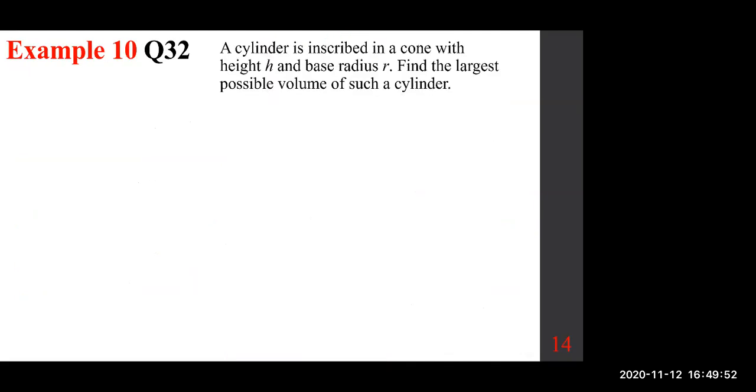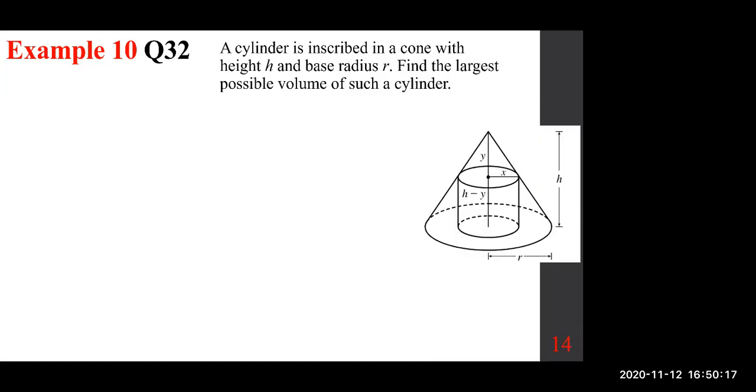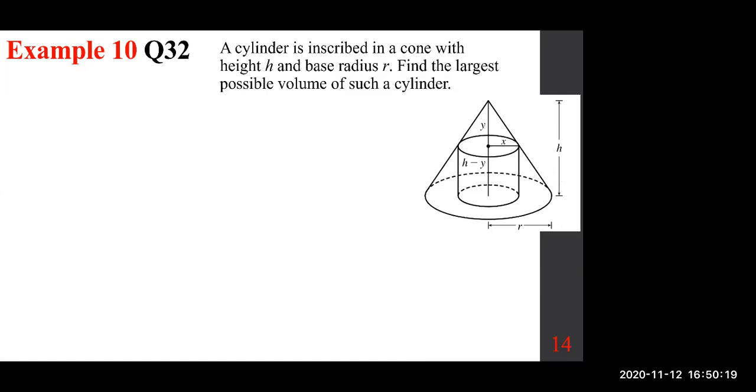All right, let's see what happens here. We are interested in the following situation. A cylinder is inscribed in a cone. I hope you remember both shapes. The cone has a height of h and a radius of r. We want to find the largest possible volume of such a cylinder. So this is the shape class. Let's just make sure everybody understands what's going on here.